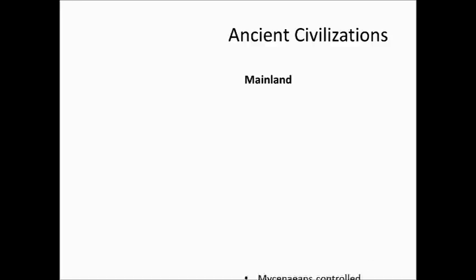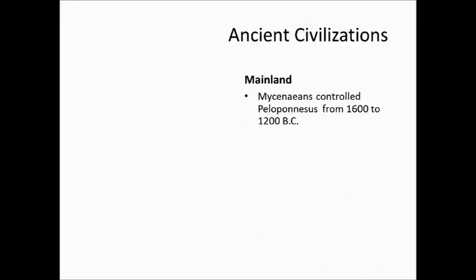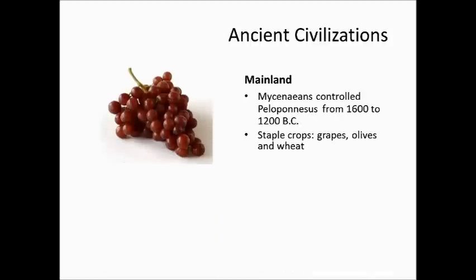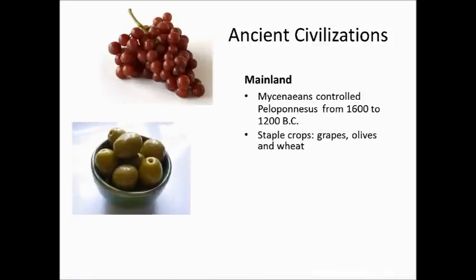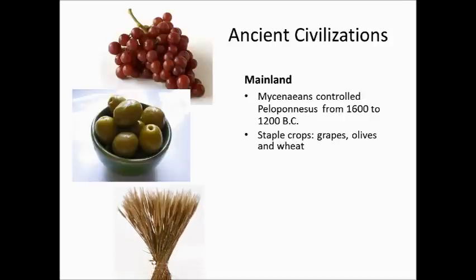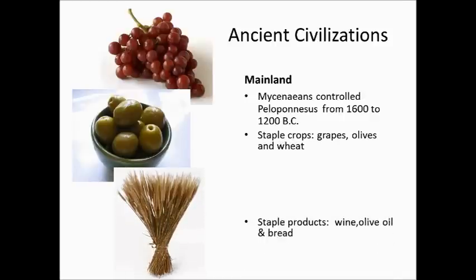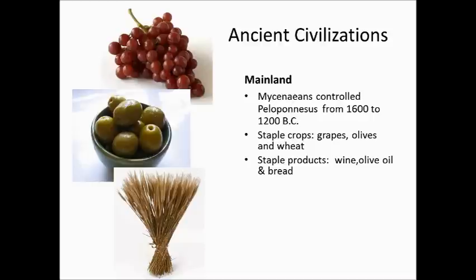And speaking of the mainland, the Mycenaeans, I don't know why I said Minoans, but Mycenaeans controlled the area of Peloponnesia from 1600 to 1200 BC. Their staple crops were grapes, olives, and wheat. And of course, from those crops, you can create products known as wine, olive oil, and bread, which are the staples of their diets. They also had cheese.